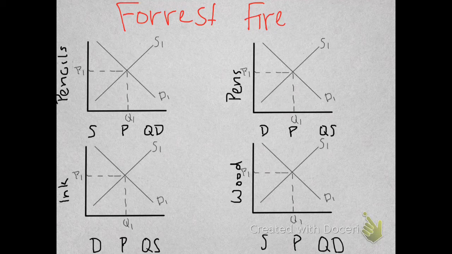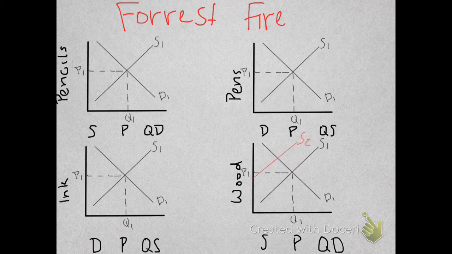So let's say that there's a forest fire. The first thing that will be affected is wood. Thinking logically, a forest fire will decrease our supply in wood. The way we show this decrease is by moving the supply line to the left. Any movement to the left indicates a decrease, and any movement to the right indicates an increase.